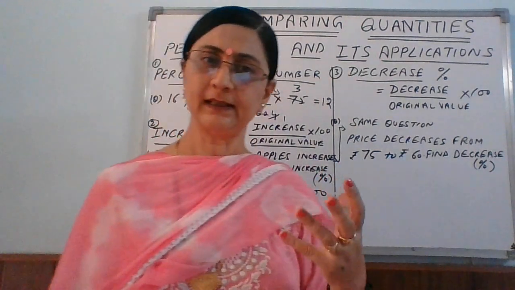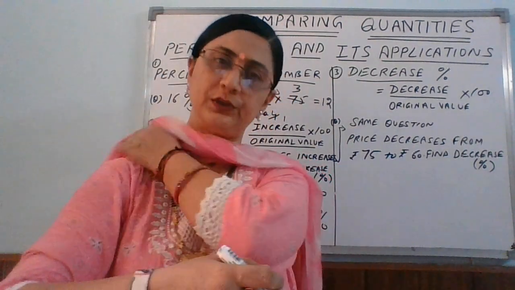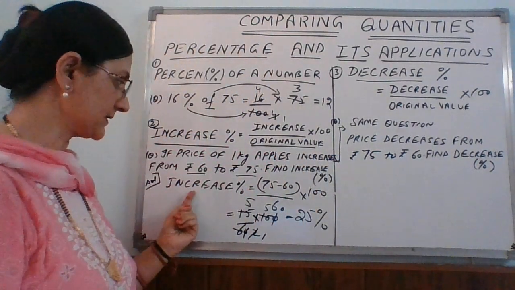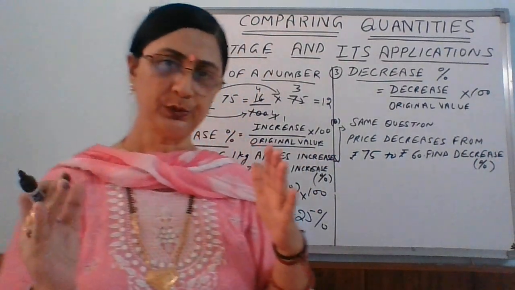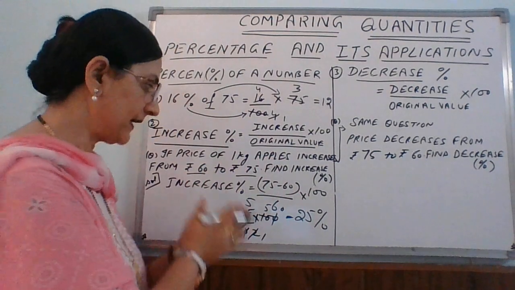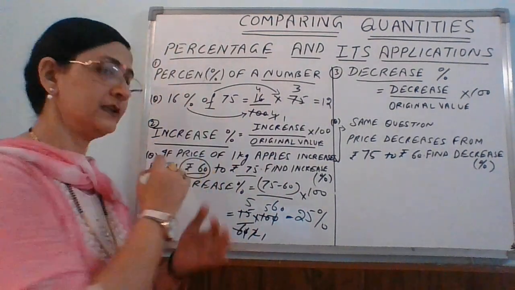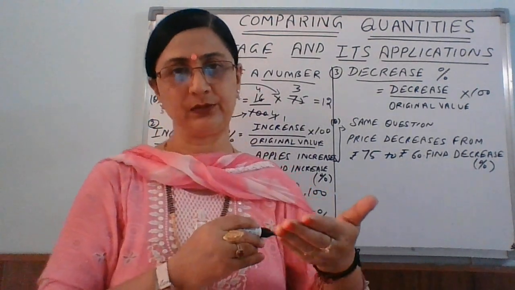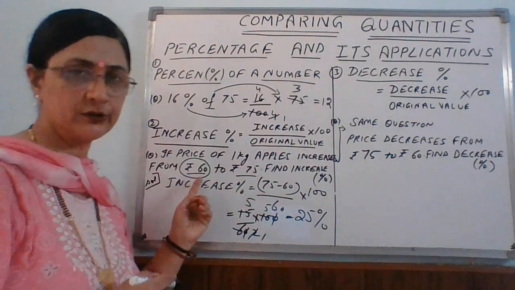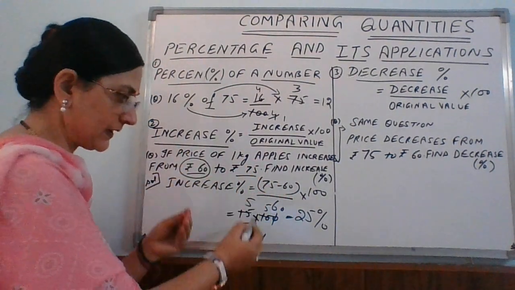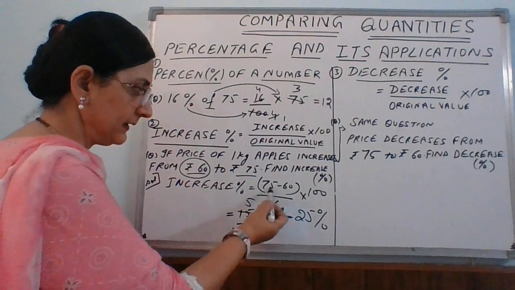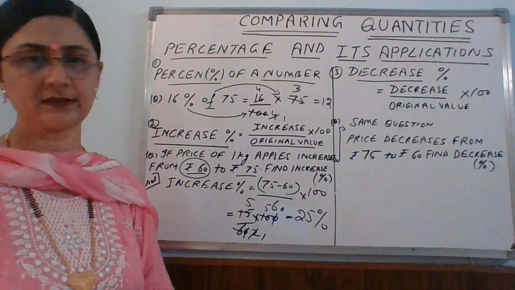So for whichever you want to find the increase percentage, what will you do? The formula is: increase percentage is equal to increase, the difference of the two values, divided by the original value. The original value is the earlier value from where it increased; the other is the later value. So put the original value below, the difference, the increase, above, into 100, and do the calculations, right?